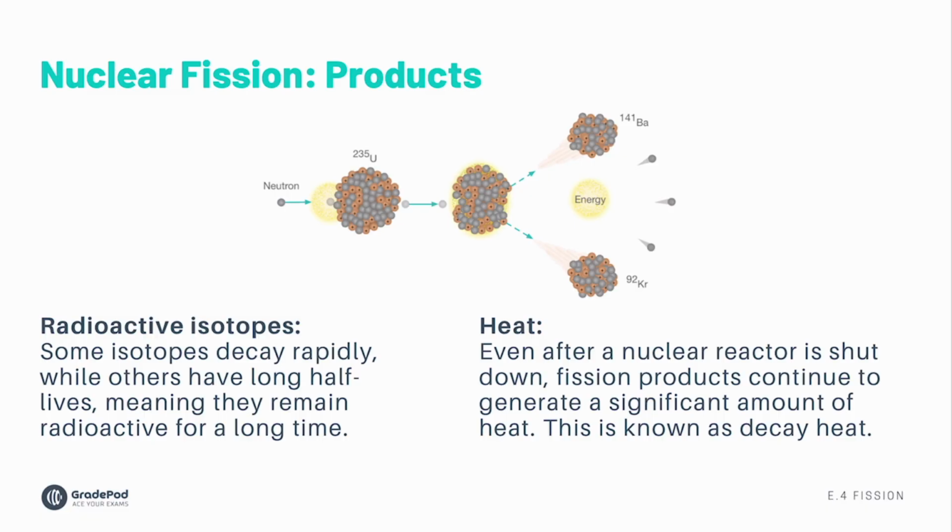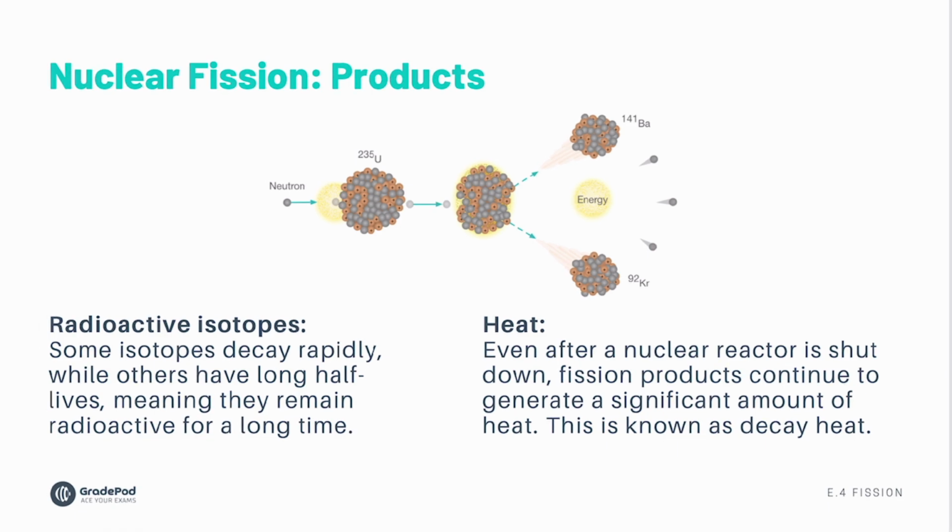The nuclear fission products, there are 2 products we need to take care of. The radioactive isotopes, which are these 2, and the heat. We use most of that heat to generate electricity by creating steam and turning the turbine. But even after a nuclear reactor is shut down, fission products continue to generate a significant amount of heat for a very long time, and this is known as decay heat. So not only do we have to think about radioactive isotopes and what do we do with them, we have to think about what do we do with that extra heat.